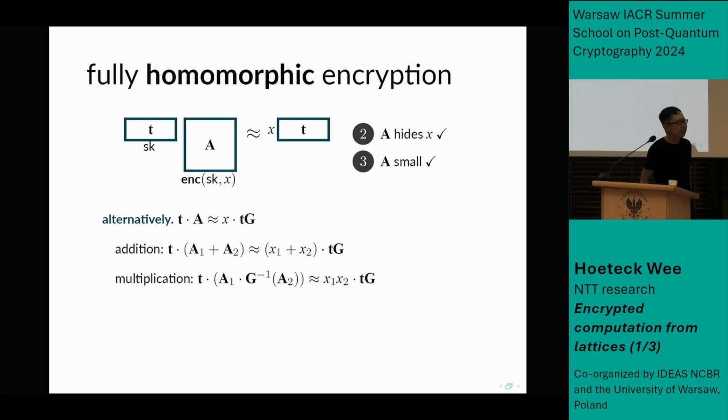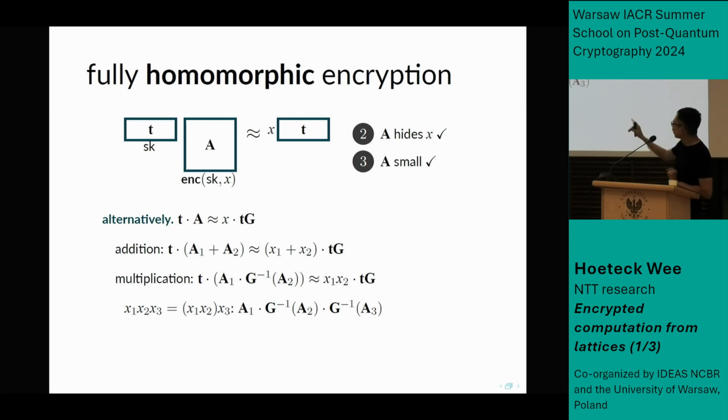And if you write it this way, you start realizing that, wow, if I want to multiply X1 by X2 by X3, and you do the natural thing and multiply X1 by X2 first and then multiply by X3, then you get something like A1 times G inverse of A2 times G inverse of A3.